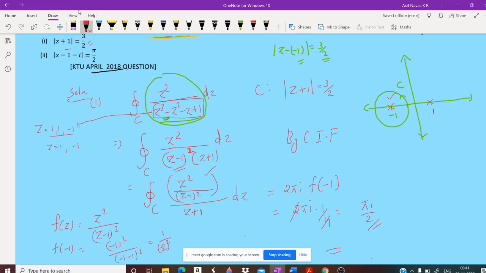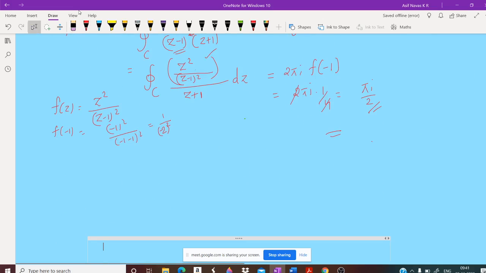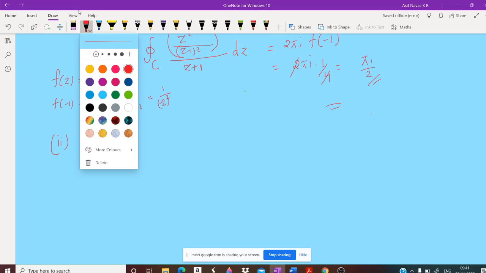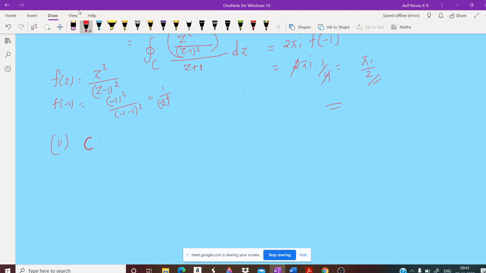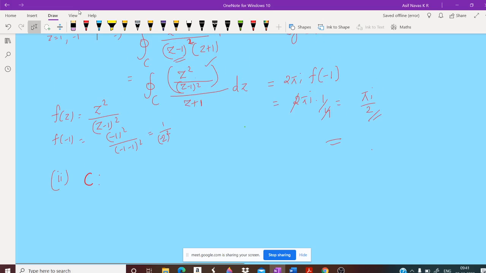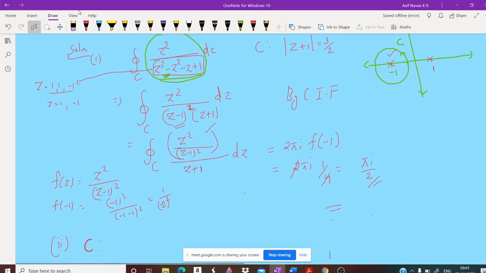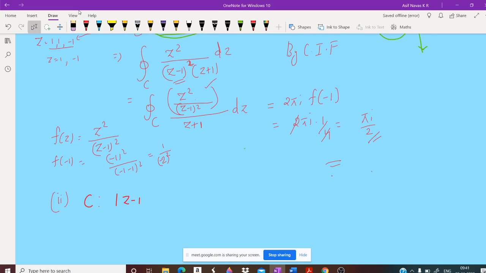Now we will do the second problem. Our C is mod z minus 1 minus I equal to pi by 2. This implies it can be written as mod z minus of 1 plus I is equal to pi by 2. So here the center is 1 plus I and the radius is pi by 2.